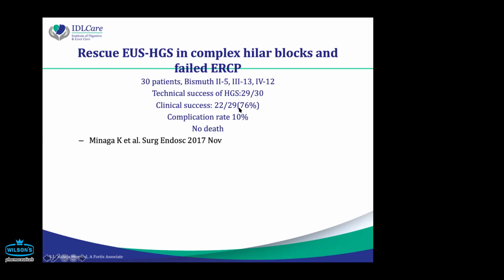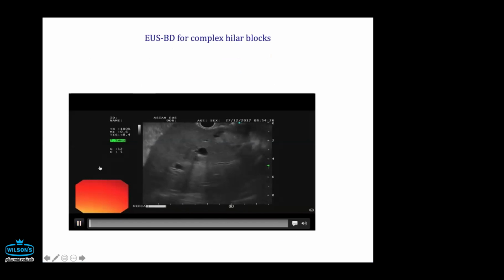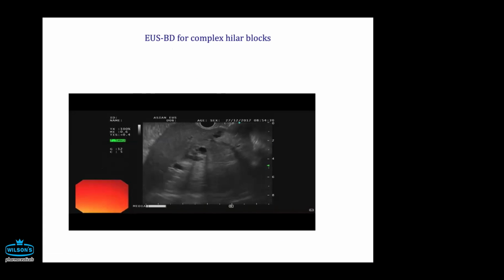So if you have a complex block type 3, type 4, and you're not able to go into the left side easily, you can use EUSBD in such patients and there will be success. Of course, you can also use EUSBD for right side from the duodenum, but there are few cases and that technique needs to be refined further.